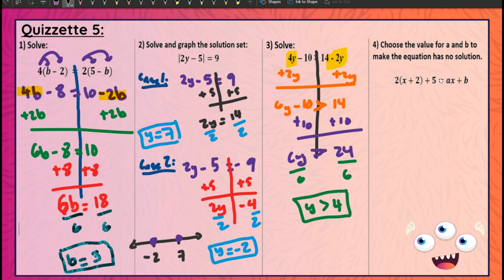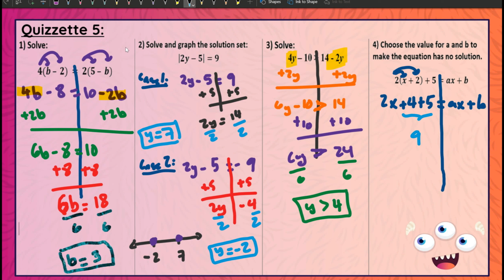Alright, number 4, the last one. Choose the values for a and b to make the equation have no solution. First we distribute 2 into the parentheses. So 2x plus 4 plus 5 equals ax plus b. Then we can combine like terms. 4 plus 5 is 9. Bring down the 2x. 2x plus 9 equals ax plus b.